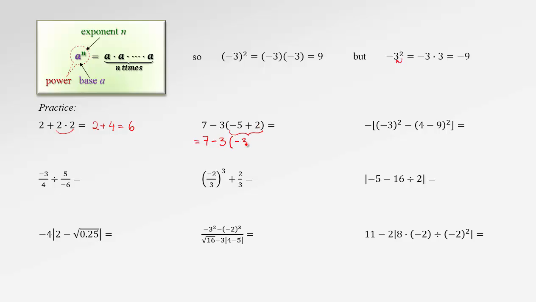Negative 5 plus 2 is negative 3. And then we have 7, and the rest of it we can treat as a product of negative 3 and negative 3, which is plus 9. So we record plus 9.